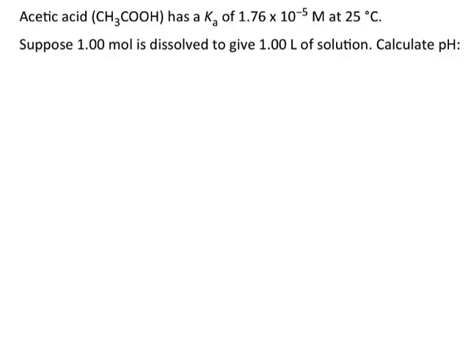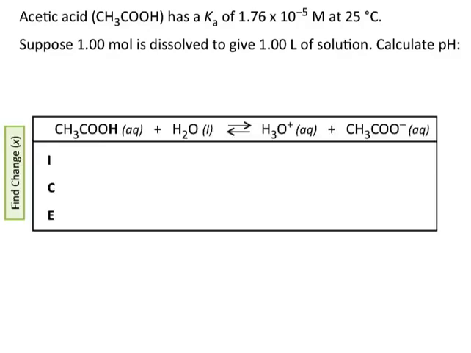So acetic acid, it has some Ka value. And say you put a mole of acetic acid into 1 liter of solution. Surprise, that makes a 1 molar solution, moles over liter, 1 divided by 1. Okay. What's the pH of this? Since it's a weak acid, we need to use equilibrium calculations, which is most easily expressed through an ICE box.